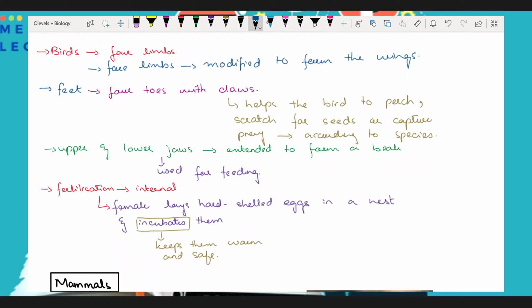And their fertilization is internal. The female lays hard-shelled eggs in a nest and incubates them. That is how she keeps them warm and safe.